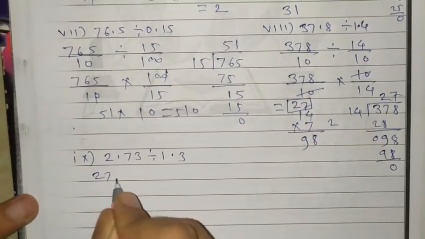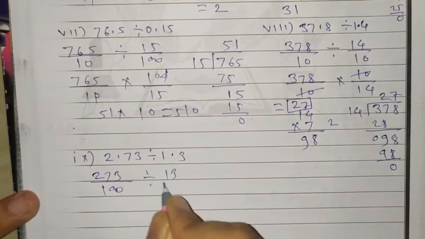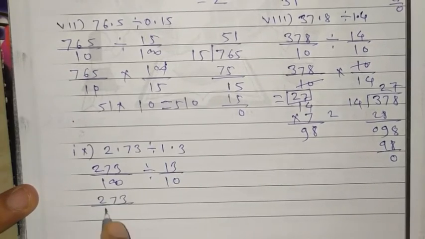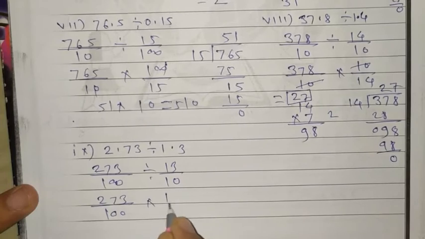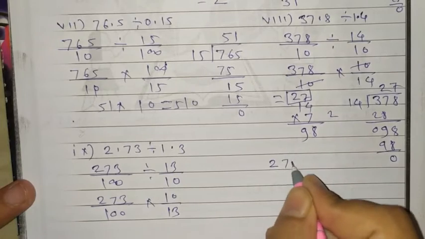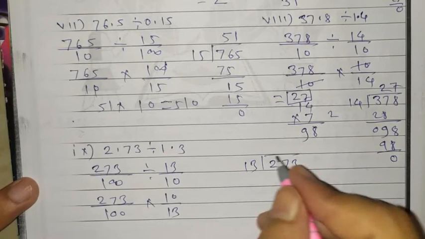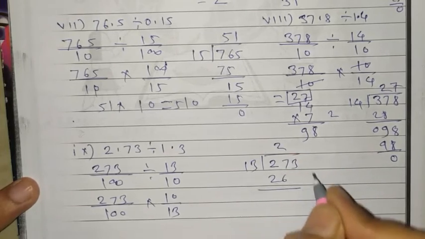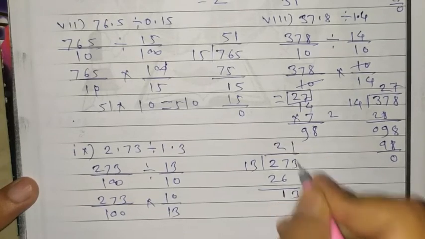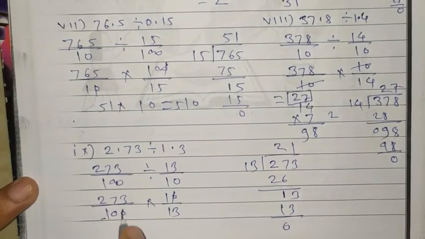This number write as it is upon 100. Division sign here upon 10. 273 upon 100 into the reciprocal is 10 upon 13. So you divide this number 273 upon 13. So this number is divisible by 13. 13 into 2 is 26. Here the remainder will be 1. 13 into 1 is 13. Downside 0. So the answer is 21. This 0 0 will cut.